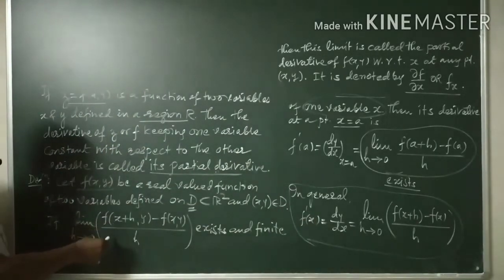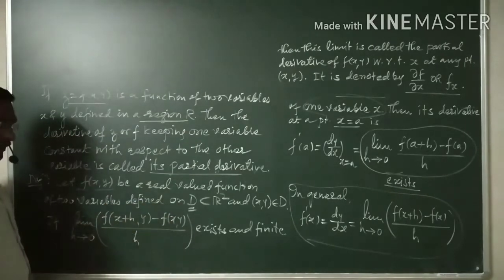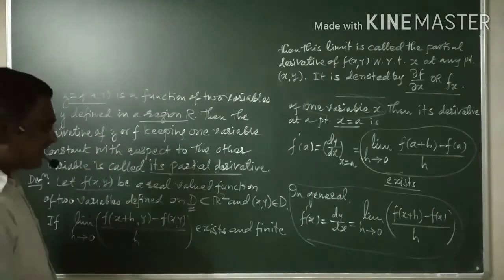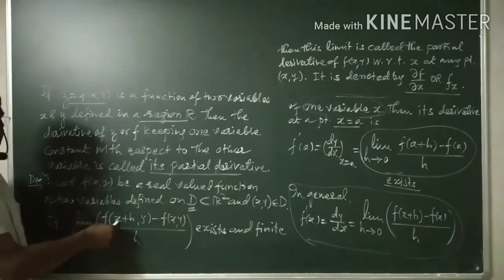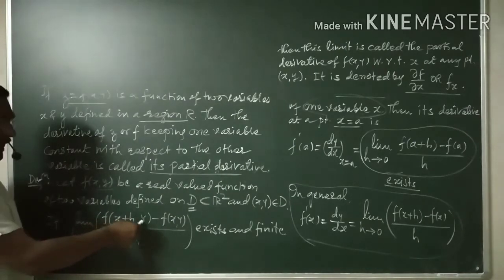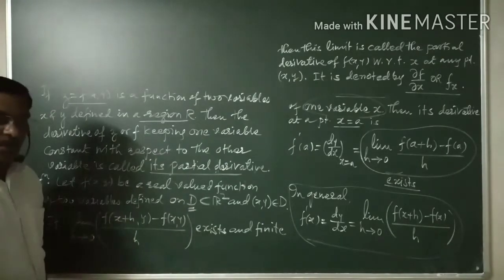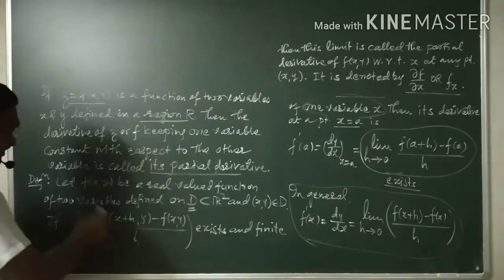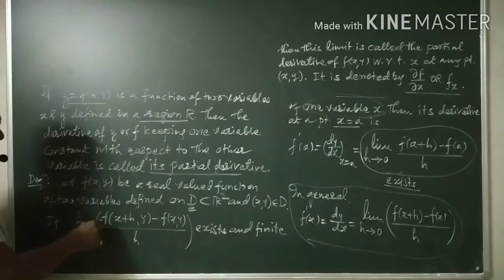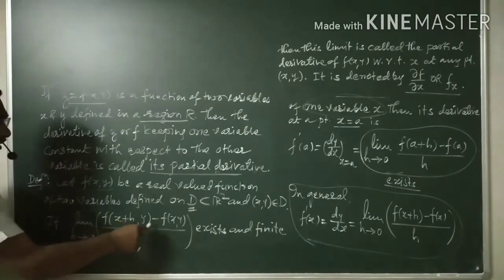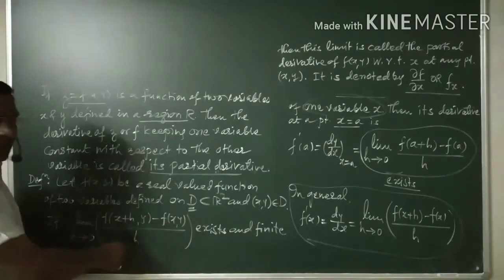Now, why do we call this with respect to x? Because we are changing only the variable x, keeping y as it is. We are not going to change the variable y. That is why the limit as h tends to 0 of f of x plus h comma y minus f of x comma y divided by h.